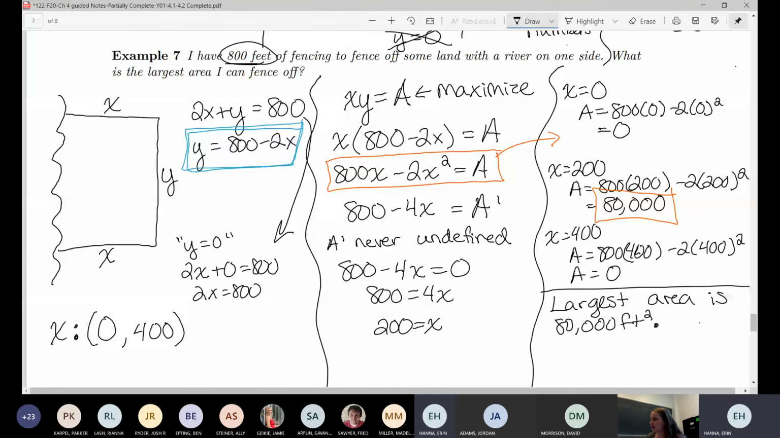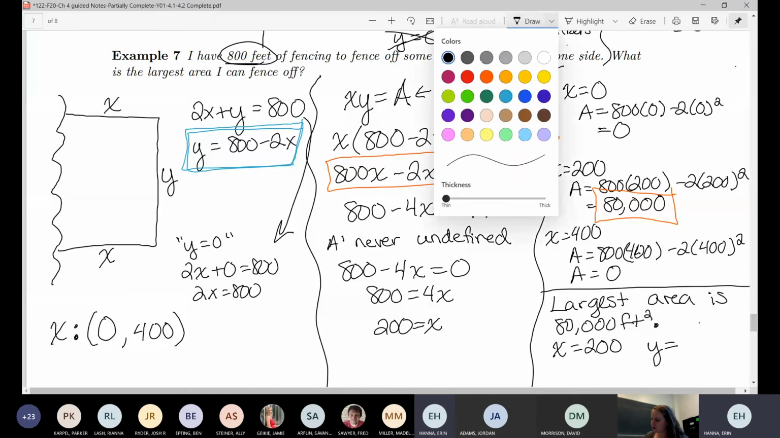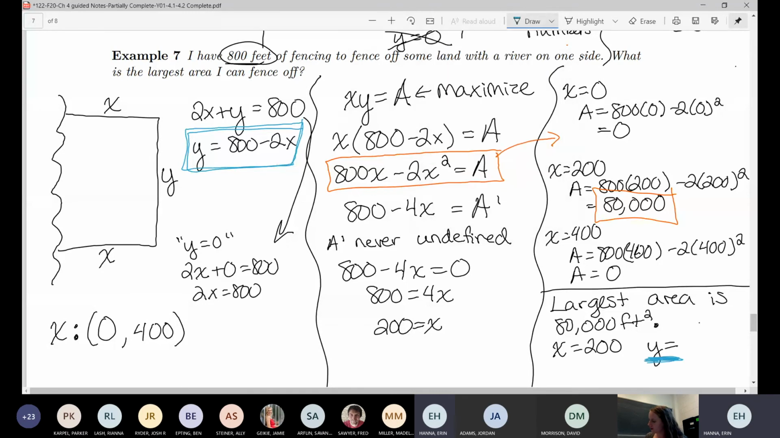I'm going to go ahead and list the x and y value though. So x was 200. And if we wanted our y value, this is where we have to go back to that relationship that I boxed way back when, because I said we were going to need it eventually. So if I plug 200 into that, we have 800 minus 2 times 200, which will give us that y is 400.